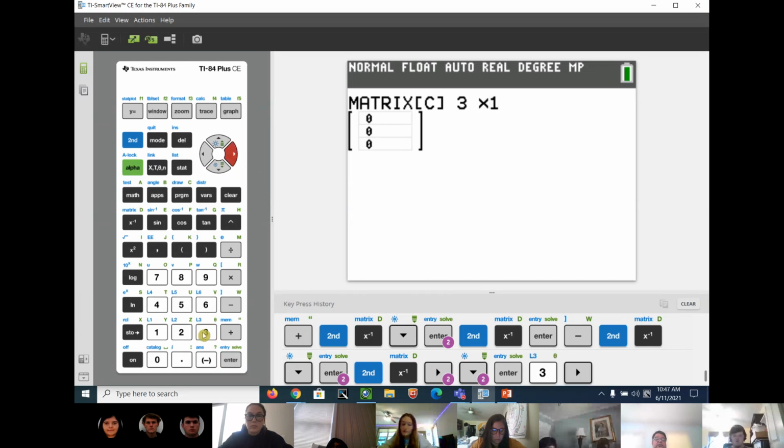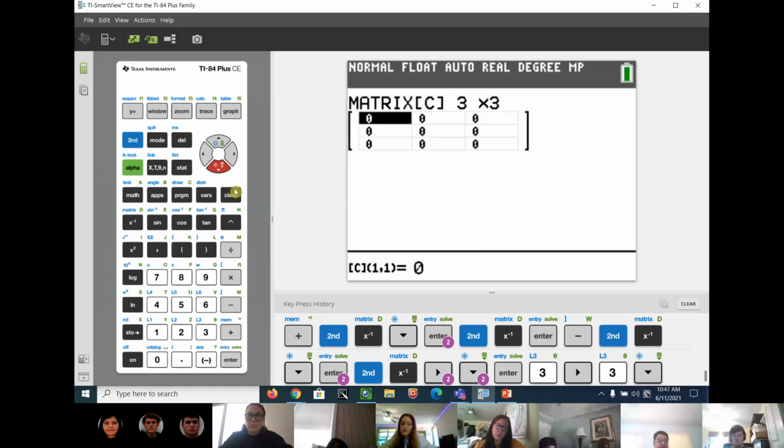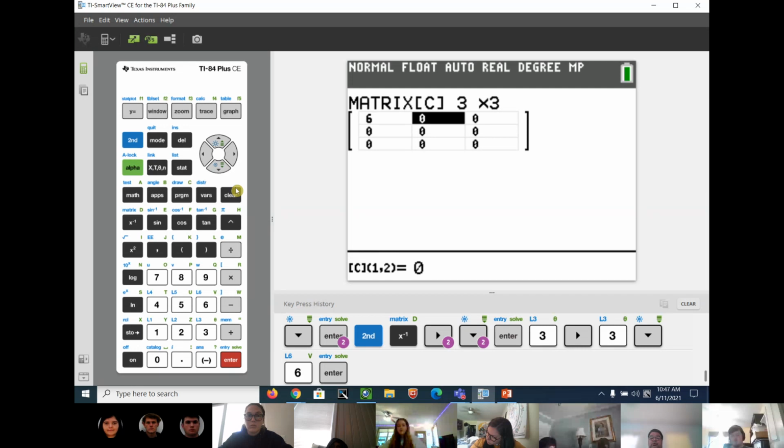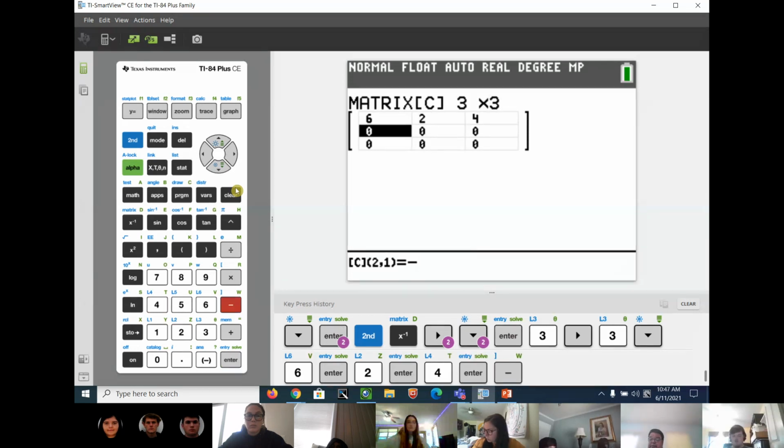Notice I didn't erase the 2 by 2s, because I would keep at least two 2 by 2s and 3 by 3s in your calculator before you take a standardized test or a test on it, because it would help you out. And we got 6, enter, 2, enter, 4, enter, -6, enter.